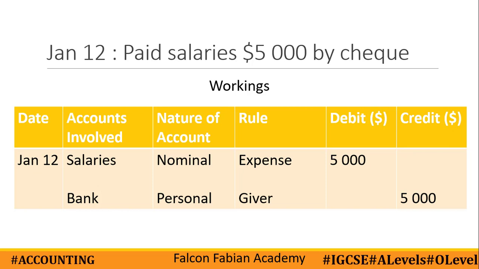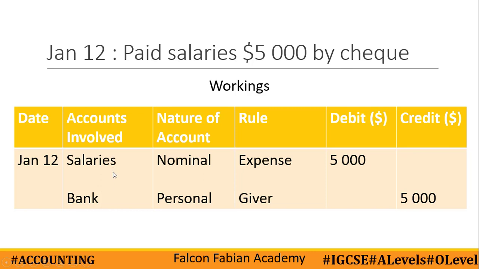So the two accounts involved over here are, one is salaries. Salaries is being paid to the staff by the business. And how is it being paid? It is paid by check. Whenever the transaction is made by check, the second account involved is bank account.